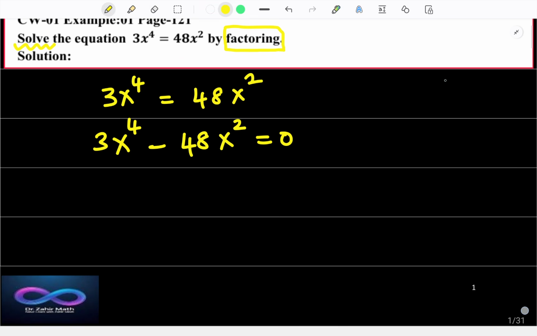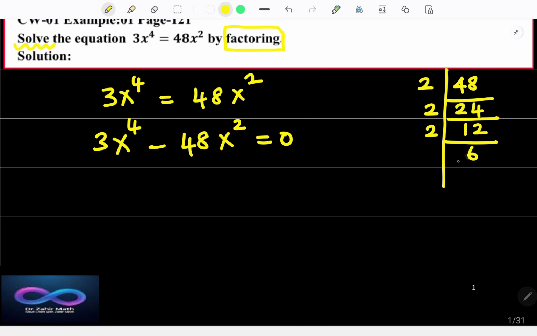Before going to this, let me do this number 48 as we do in the school. 2 2s are 4, 4 2s are 8, 2 12s are 24, 2 6s are 12, and then 2 3s are 6. So how many 2s? 4 2s and 1 3. Until you get 1, you have to do it.